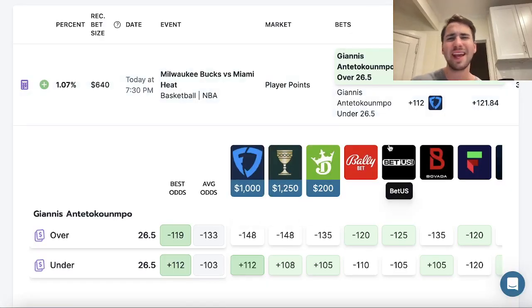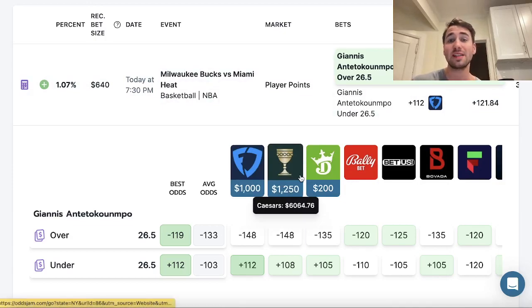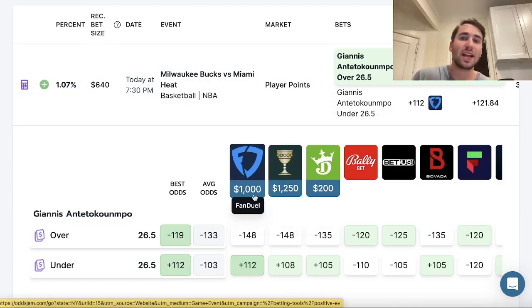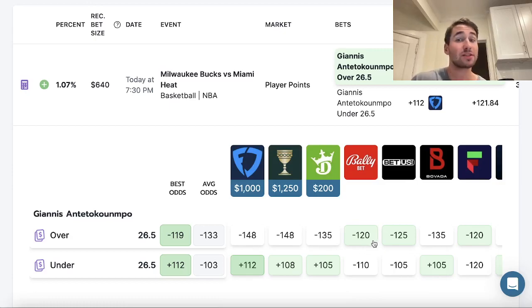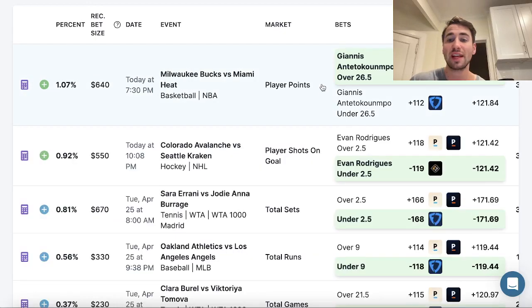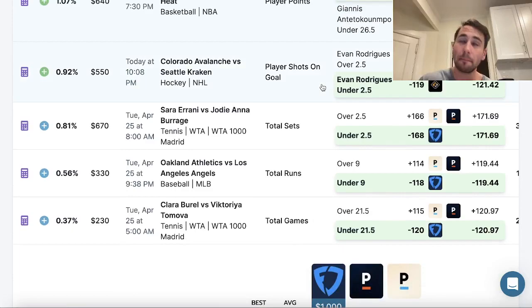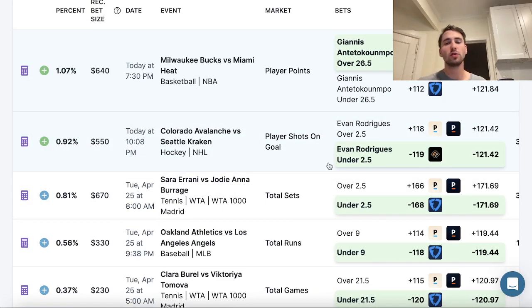So, of course, I'm not saying this bet is a lock, right? That's such BS. There's no locks in sports betting. We're betting. We're risking capital. But all the books are telling us his over is heavily favored, so that's a great player prop to include in your entry. Then I also took Rodriguez under 2.5 shots on goal.